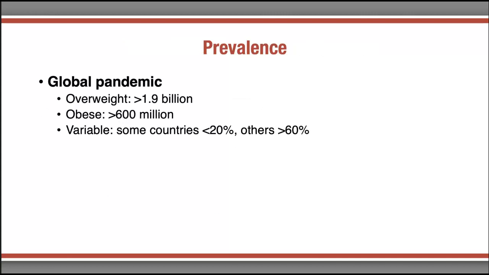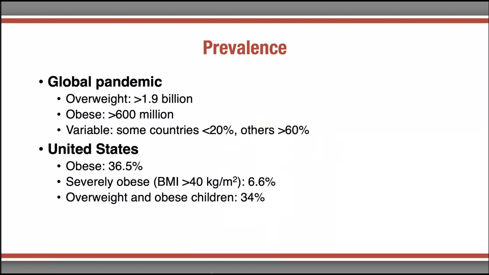So there is definitely a global pandemic of people being overweight. More than 1.9 billion people are overweight in the world, and there are only 6 to 7 billion people total. In our country alone, I believe there are 600 million. It varies in different countries from 20 to 60%, and some are over 60%, depending on what country you're coming from. The U.S. is 36.5% obese as of when this book was written. And severely obese would be a BMI of more than 40.